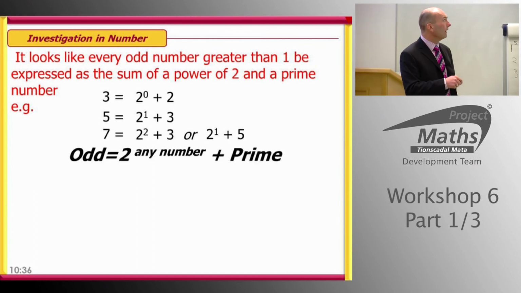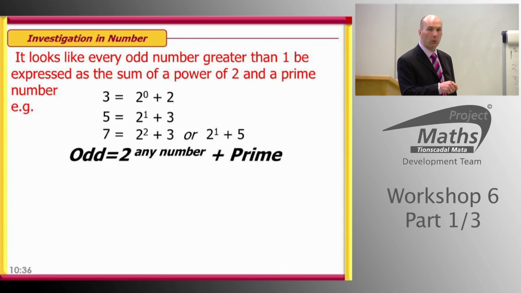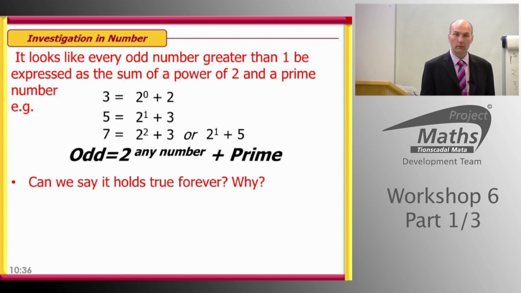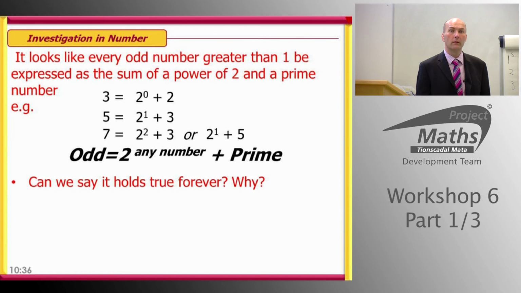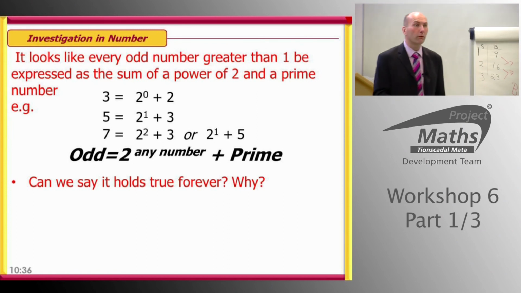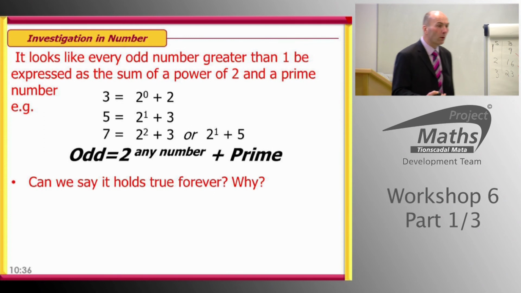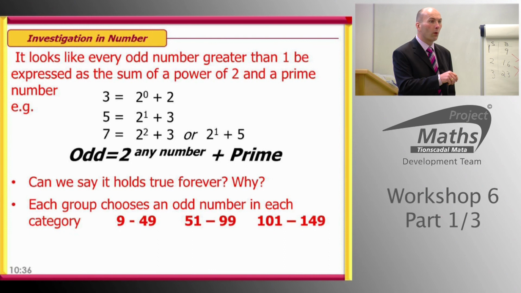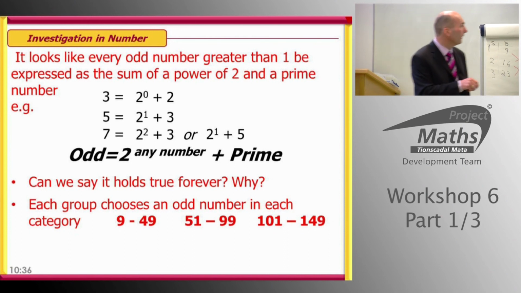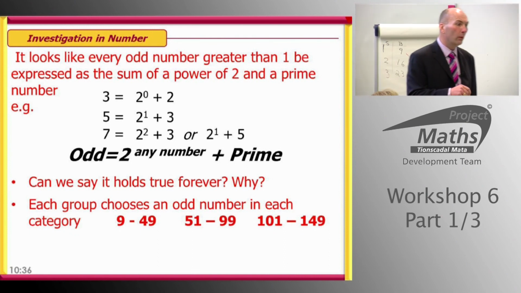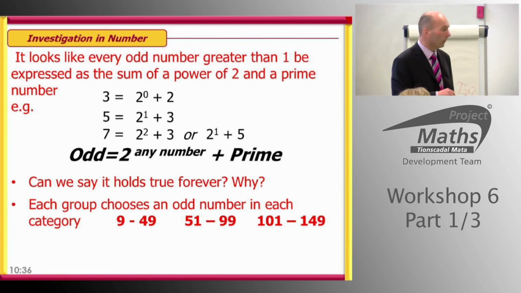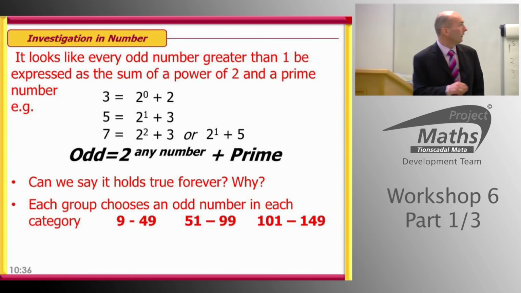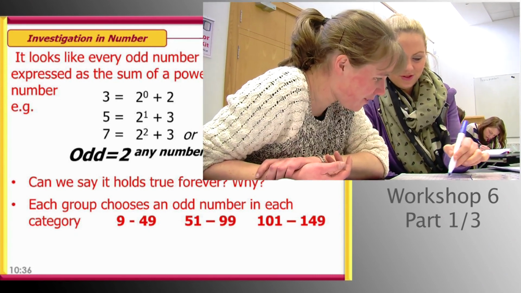So it looks like any odd number can be written as 2 to the power of a number plus a prime number. Can we say it holds true forever? What type of thing would that be? Inductive. So at the moment, can we say it holds true forever? No. Now, what I want you to do in your pairs, pick one odd number between 9 and 49. Pick another one between 51 and 99. And then pick another one between 101 and 149. So pick any odd number in those three strands and see if you can do it.